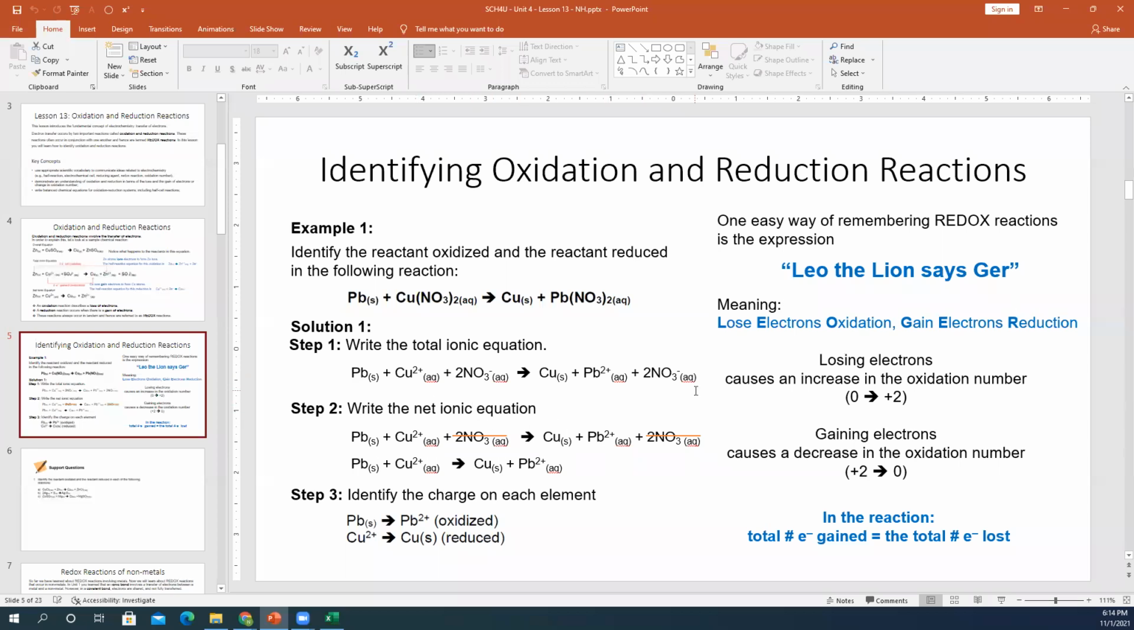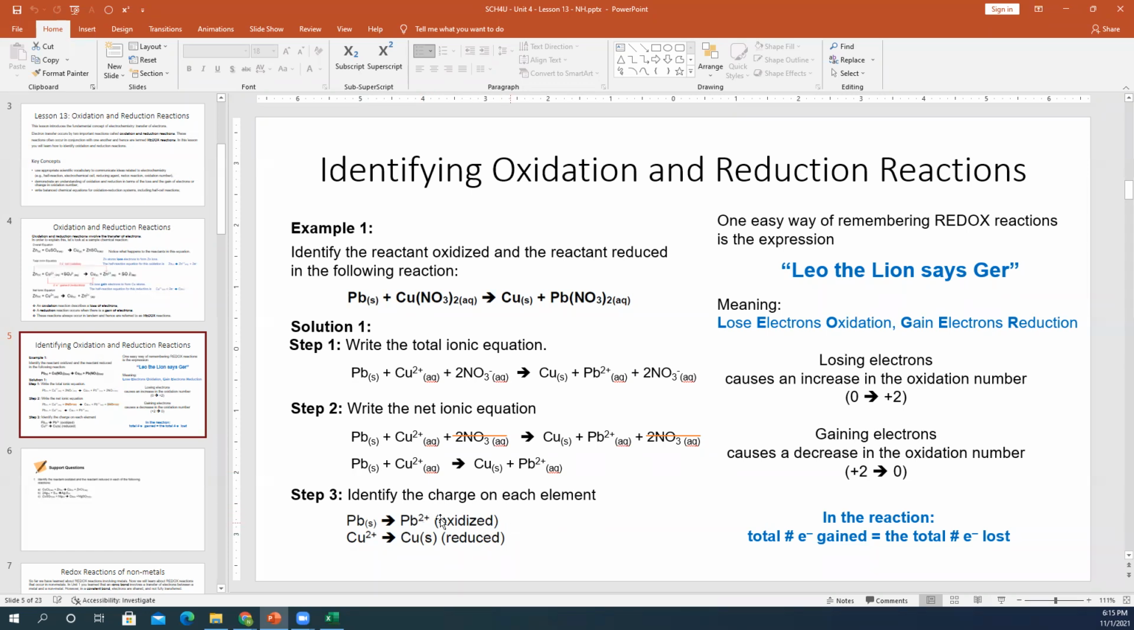Then from here, we write the net ionic equation. We notice that the 2 nitrate ions on either side of the reaction cancel each other out, and we are left with the net ionic equation: lead atom plus copper ion goes to copper atom and lead ion. Then we identify the charge on each element. The lead atom goes to lead ion, which has a +2 charge.